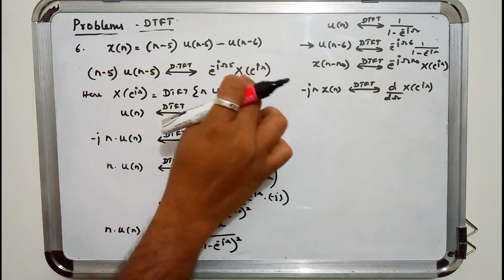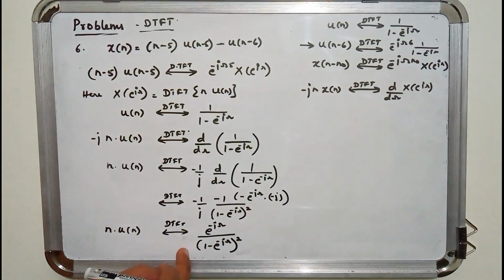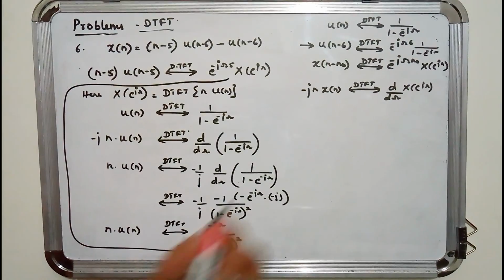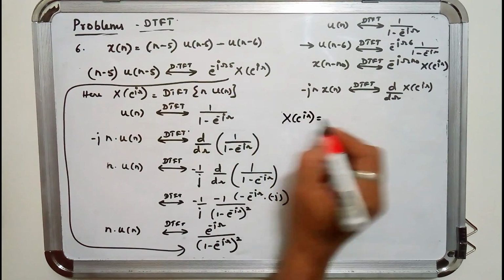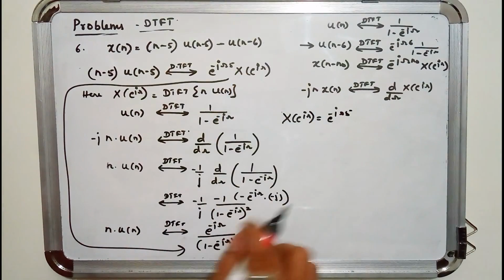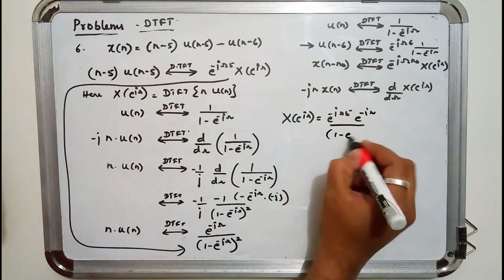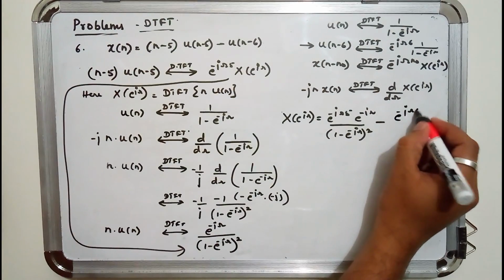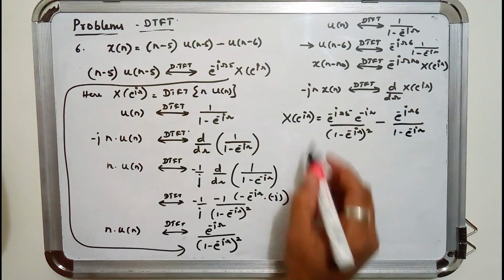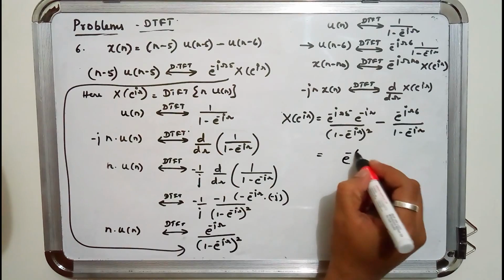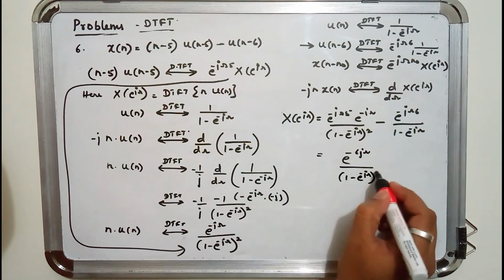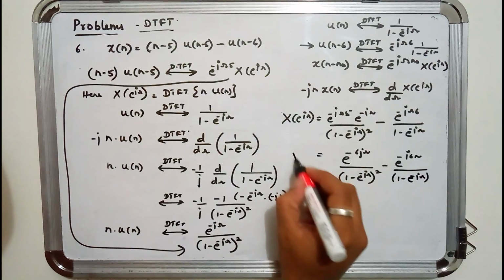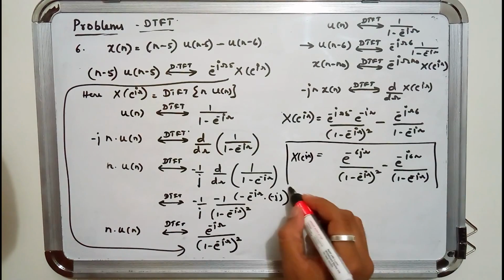So I have got X of e power j omega, the Fourier transform of x of n, which is nothing but n into u of n. You have the shifted version, so you substitute X of e power j omega as this. Finally, X of e power j omega is e power minus j omega 5 into e power minus j omega divided by (1 minus e power minus j omega) whole square, minus the DTFT of u of n minus 6. What is u of n minus 6? e power minus j omega 6 divided by 1 minus e power minus j omega. So that will be e power minus 6j omega divided by (1 minus e power minus j omega) whole square, minus e power minus 6j omega divided by 1 minus e power minus j omega. So this is the DTFT of the given signal.